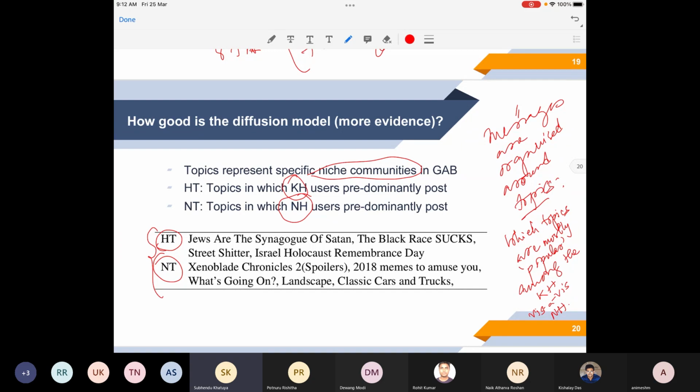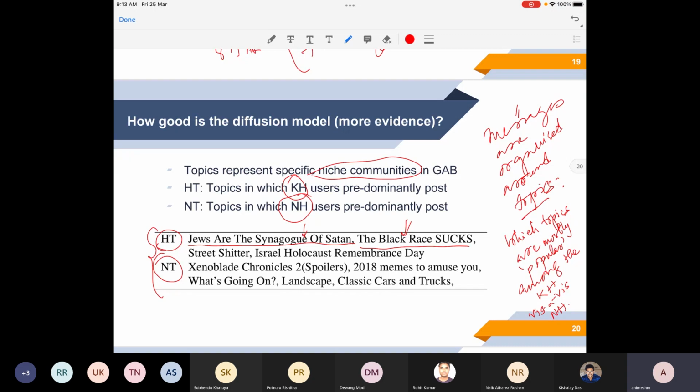Hateful topics are inclined towards some certain community, black or Jewish. Yes. So, it seems that the topic name itself is hateful. Okay. For instance, Jews are the synagogue of Satan. The black race sucks. So these are some of the topic names.